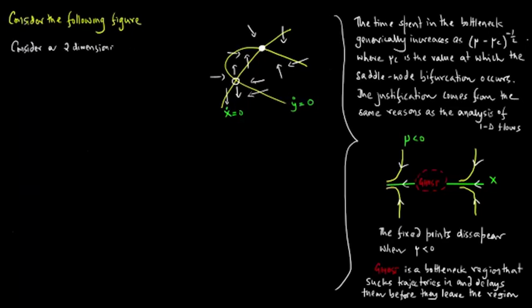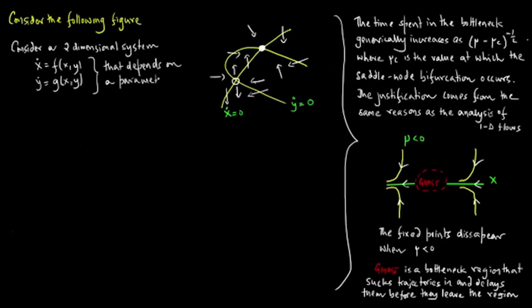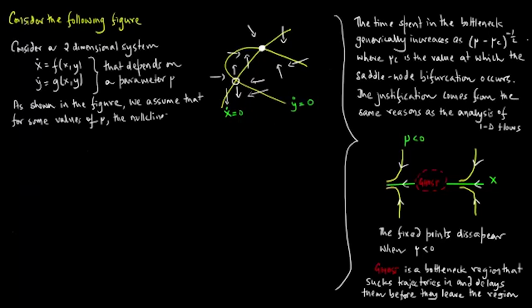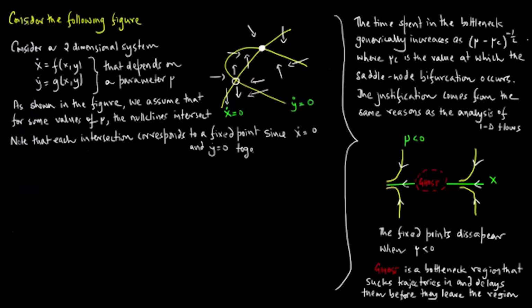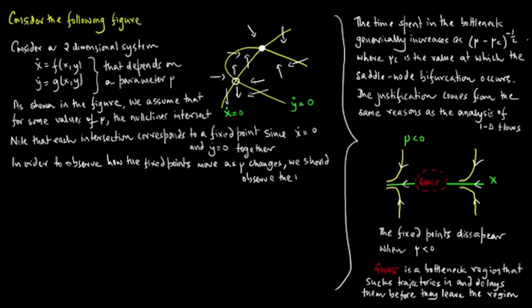Let's consider a two-dimensional system. x dot is equal to f of x, y, y dot is equal to g of x, y, that depends on a parameter mu. As shown in the figure, we assume that for some values of mu, the null lines intersect. Note that each intersection corresponds to a fixed point, since x dot is equal to 0 and y dot is equal to 0 together. In order to observe how the fixed points move as mu changes, we should be observing the intersections.